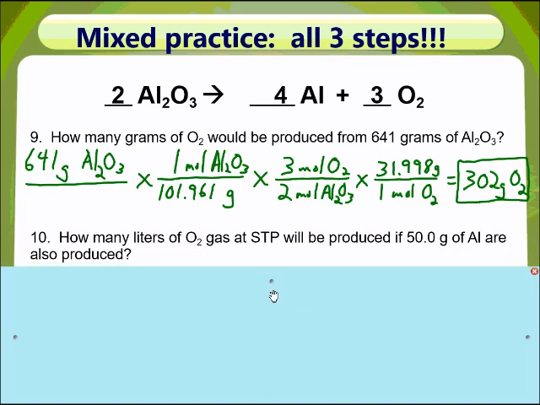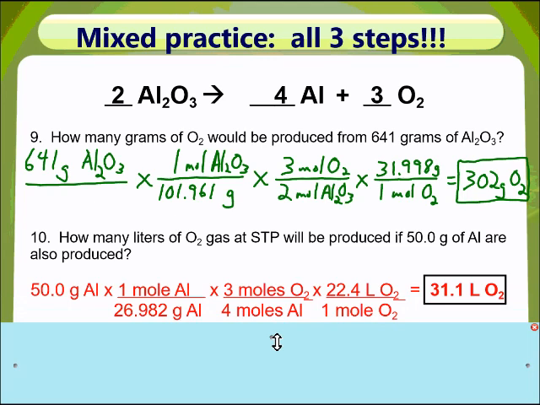Okay, let's check. We start with 50 grams of aluminum. So step 1, convert to moles, is necessary. 1 mole, 26.982 grams of aluminum. That's done. Step 2, convert from moles of the given, which was aluminum, to moles of the unknown they're asking about. Fill in the numbers.